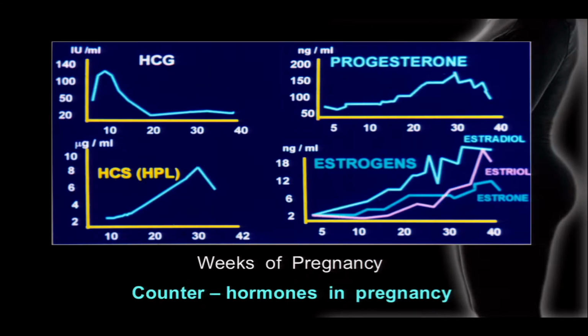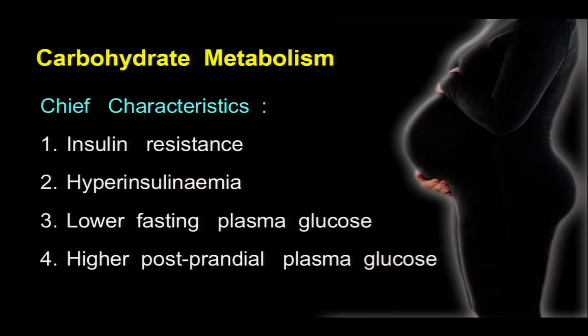That is about insulin. Now looking at the counter hormones, you see how they are progressively increasing, whether it is HPL, progesterone or estrogens. All of them progressively increase as pregnancy advances, and they reach the peak during the third trimester of pregnancy, resulting in greater insulin resistance. Now we will see each metabolism.